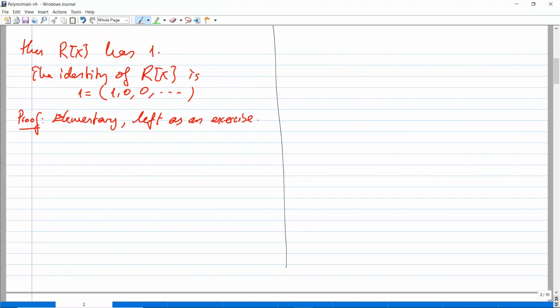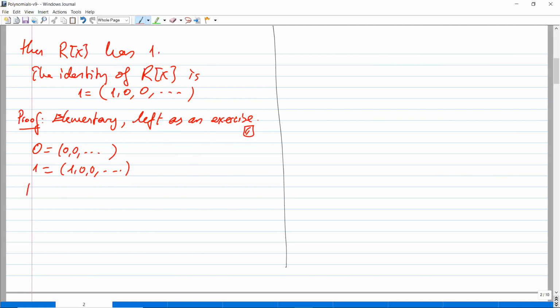Okay. So now let me give one example. The 0 of this R[x] is that all the entries are 0. Remember, 1 was 1, 0, 0, etc.